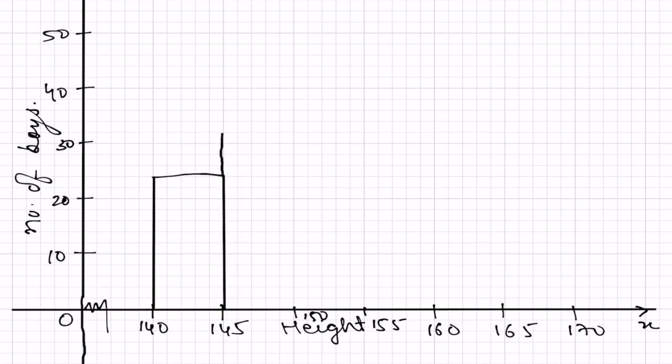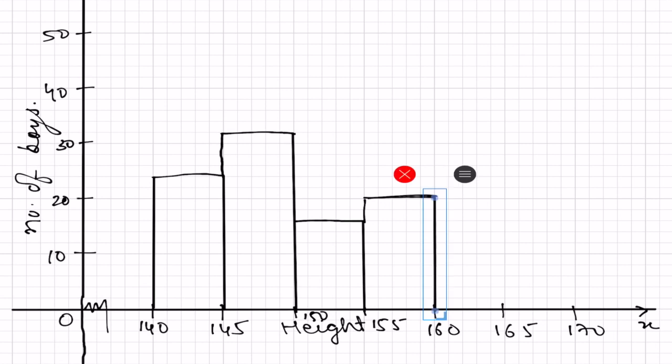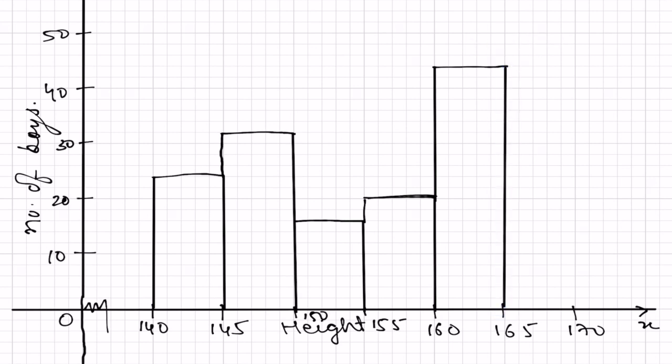Second is 32. 32 is here. Okay, next is 16. So this is 10, 12, 14. This is 16. So the next block is of 16. Next is 20. This is 20 and the last is 44. So this is 42, this is 44. So this is the histogram of the given data.